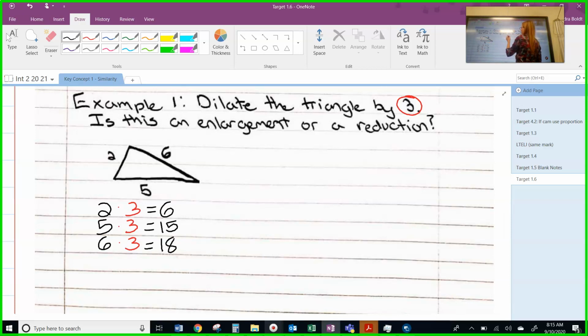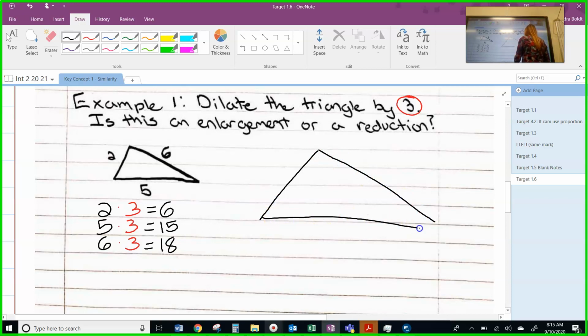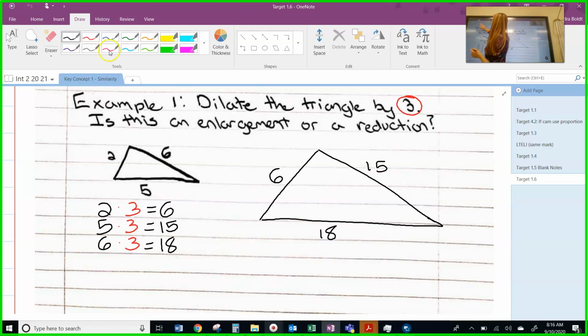So I'm going to try and create a triangle that looks just like this, only bigger. That wasn't a straight side. And now my sides are 6, 15, and 18. So is this an enlargement or a reduction? Well, I went from a triangle this size to a triangle this size, so this is definitely an enlargement.